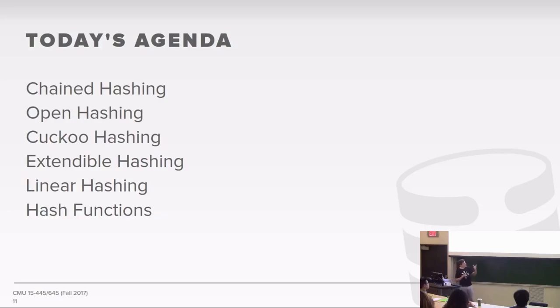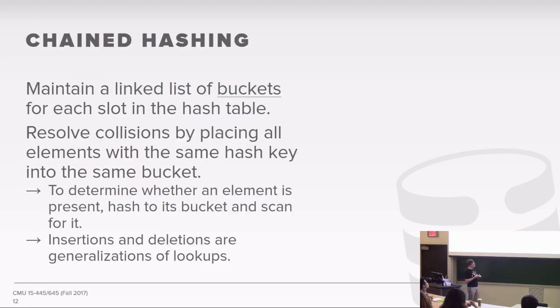The way to think about this is that the first three will be fixed-size hash tables where you know the number of elements you're going to have. The second two will be dynamic hash tables where you don't know the number of elements, and we have an intelligent way to grow the hash table up or down based on the number of things we have. All right, so the first static hash table we can have is a chain hash table. Chain hashing is essentially what everyone thinks of when you think of a hash table. This is what you get in Java if you allocate a hash map. They essentially use the same data structure here.